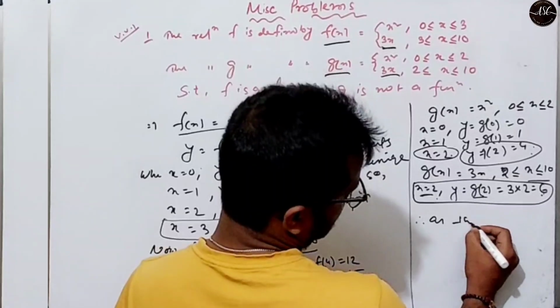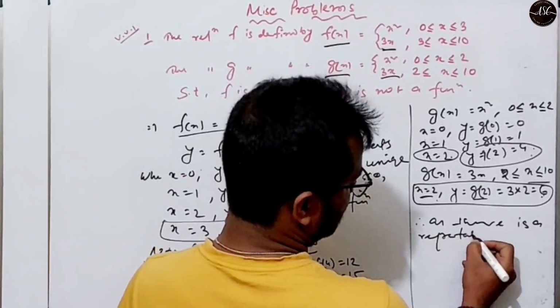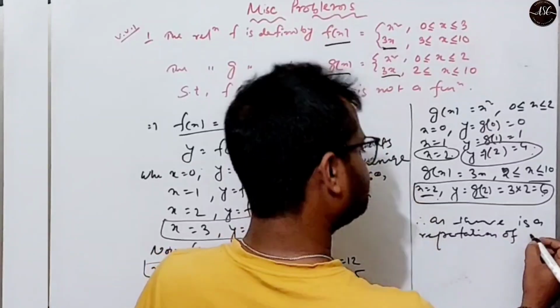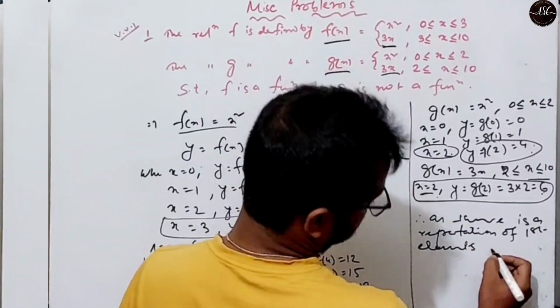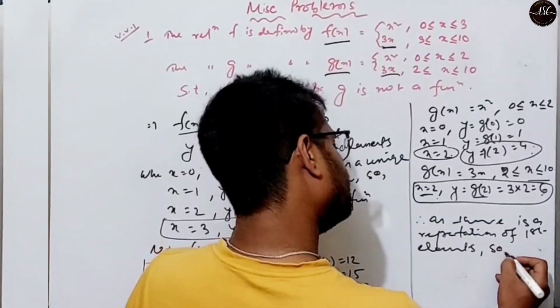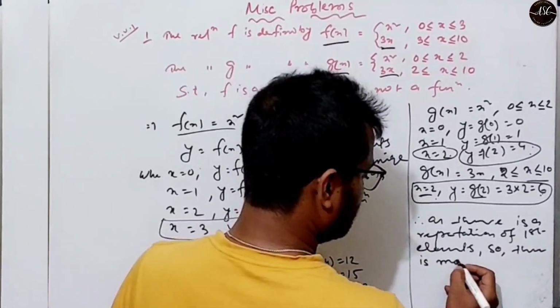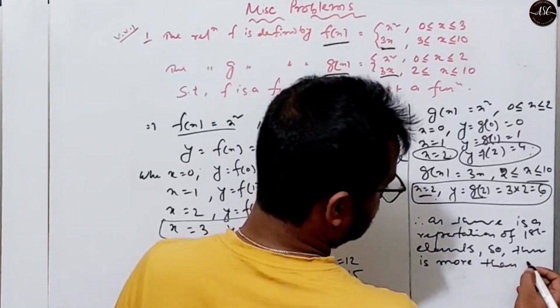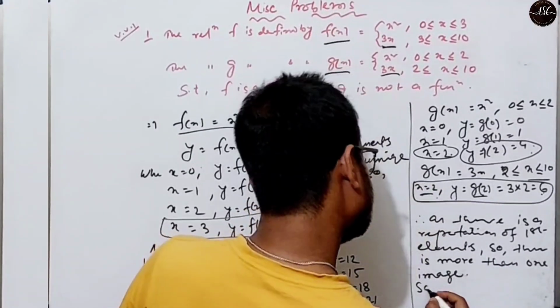As there is a repetition of the first element, there is more than one image. So this is not a function.